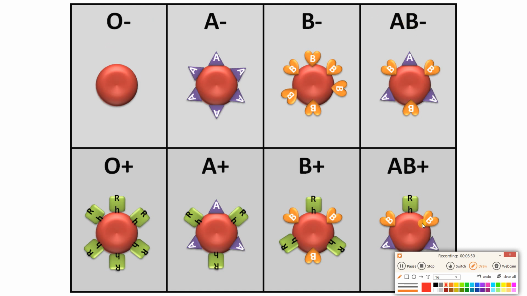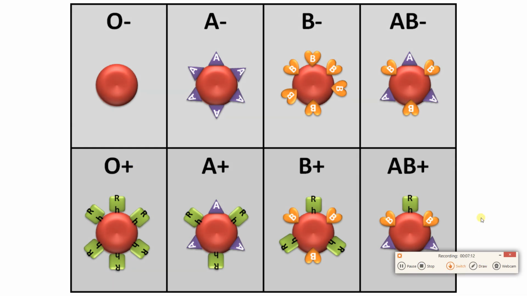All right, so notice how AB positive has the most antigens. It's got all 3. O negative has got the least antigens. It's got none of these major ones. Of course, don't forget, these are just the major antigens. This red blood cell, it's not like it's empty on the outside. There are lots and lots of minor antigens, but we don't really worry about them.